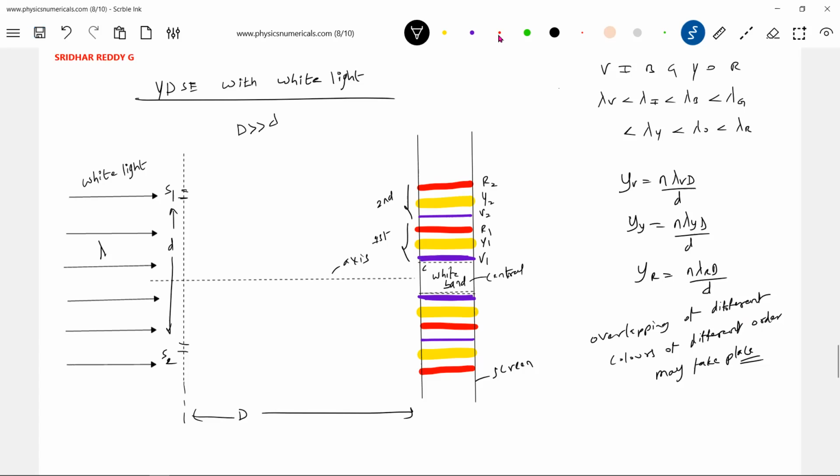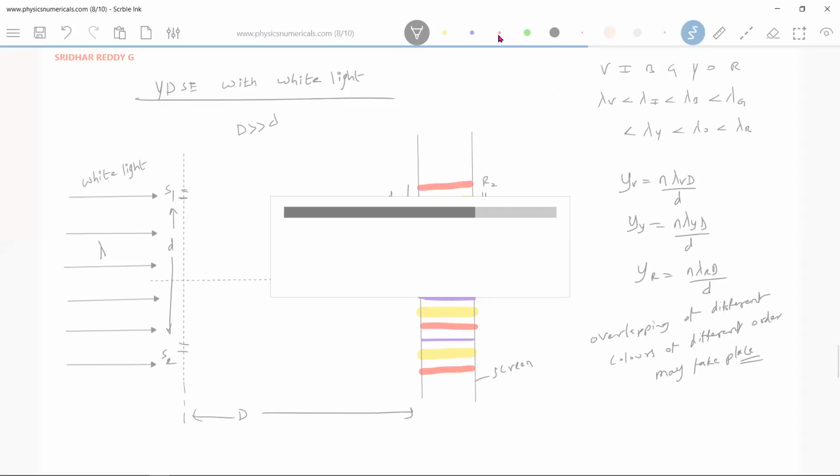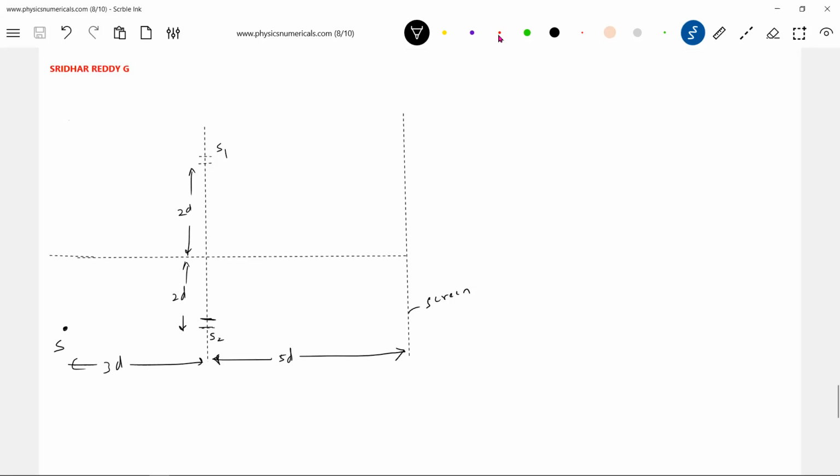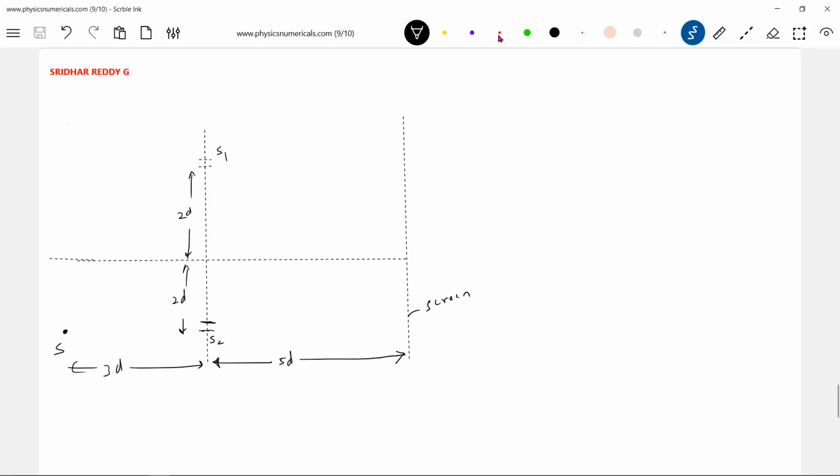Okay, fine. Let's go on. Suppose, look at the way the data is given, the distance between the slit and screen is not very much larger than the distance between the slits, as we did earlier. It is comparable. This is 4D, this is 5D. A source is kept at a distance 3D here. Then a ray emitted by the source will be incident on slit S1.